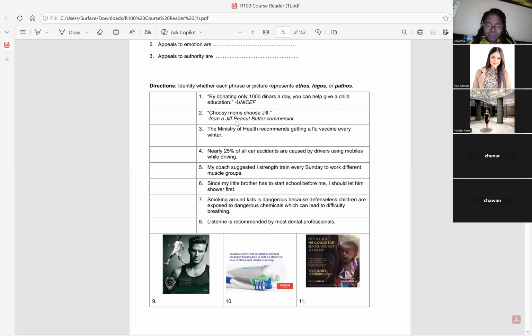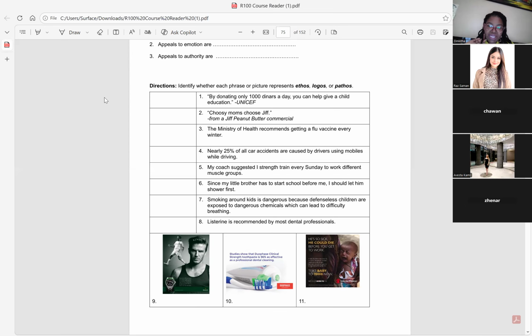Chawan, could you just answer the picture number 9? I think it's ethos because it makes trust in the product, or it makes trust in the company. I think it's ethos. You believe it's ethos, okay? Not really, because remember, it's a watch company, and this watch company is trying to sell something to you.